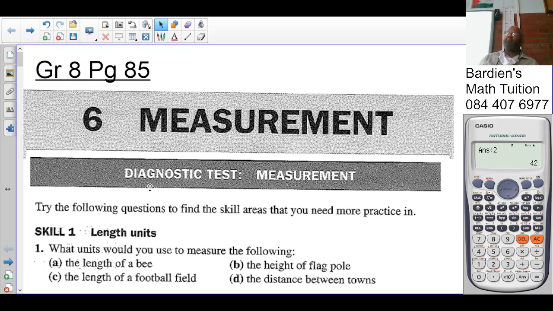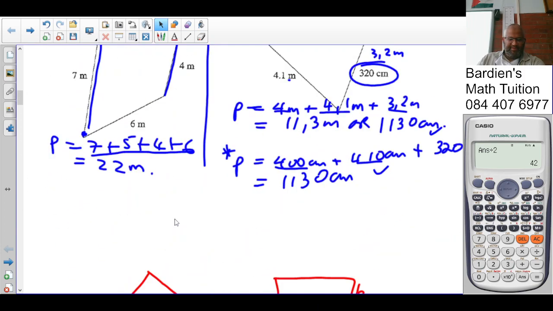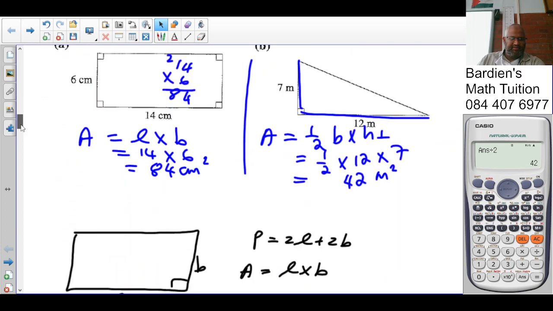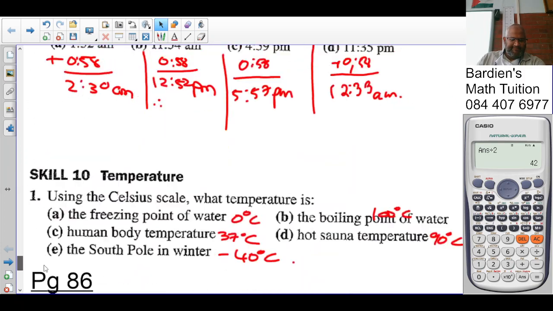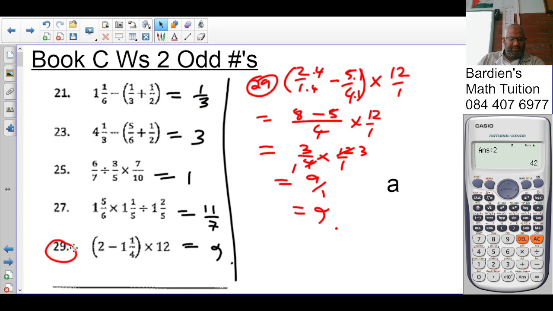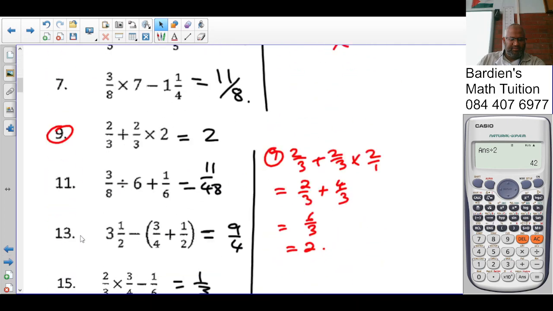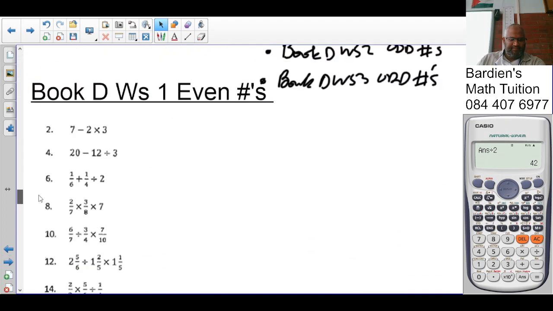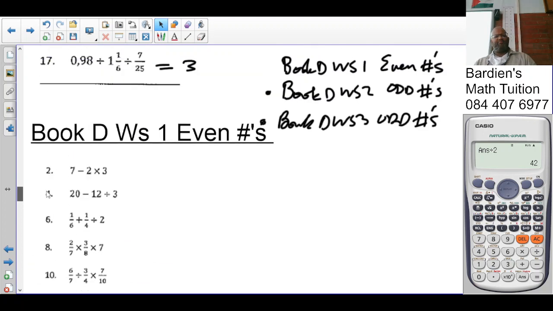Then you guys had some BODMAS to do, not so. And it was book D, worksheet 1, even numbers. That's correct.